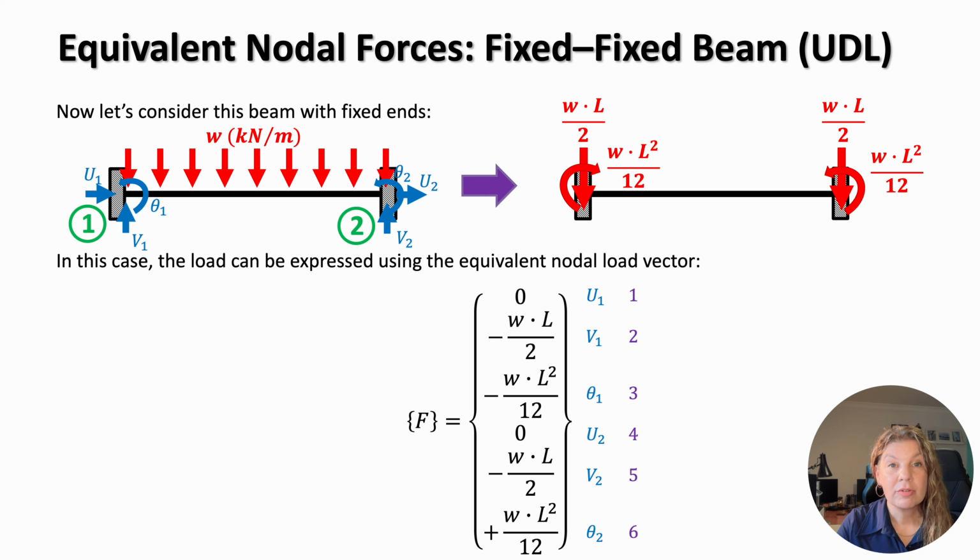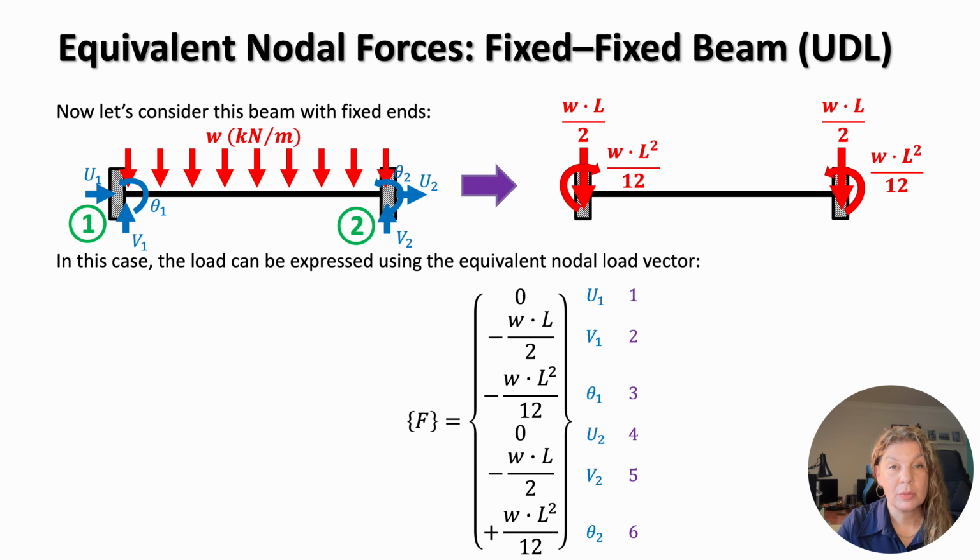We can now examine the same UDL acting on a beam with fixed ends. Because the ends restrain rotation, the load induces not only shear forces but also end moments. We keep the same sign convention as in the series. Vertical displacement is positive going up, rotation is positive counterclockwise. A downwards load, therefore, gives negative vertical nodal forces, and each end carries half of the total load. So the vertical entries are minus WL divided by 2 at node 1 and at node 2.